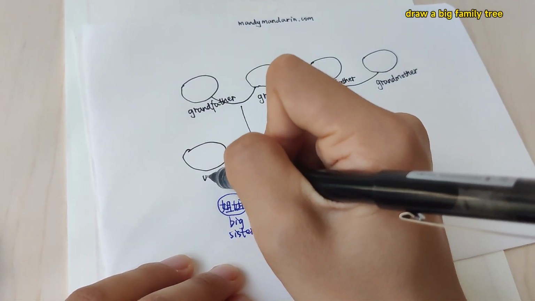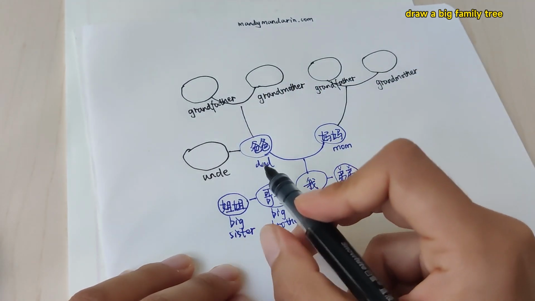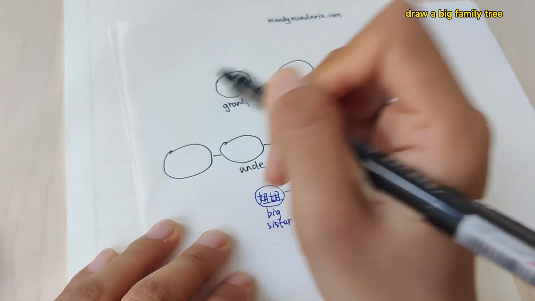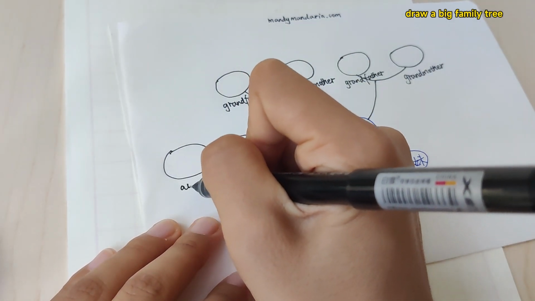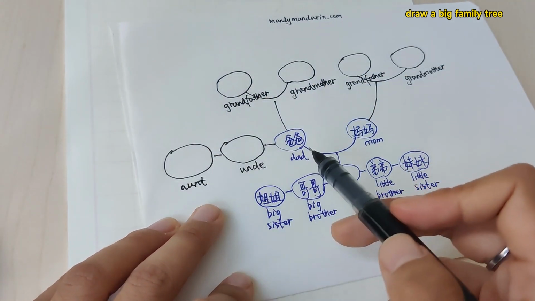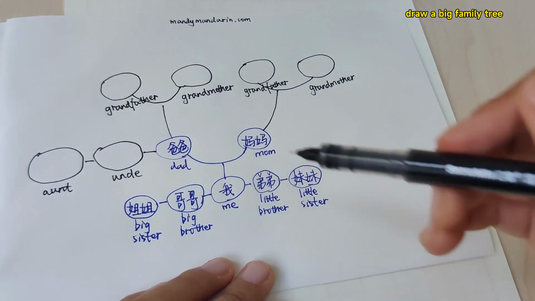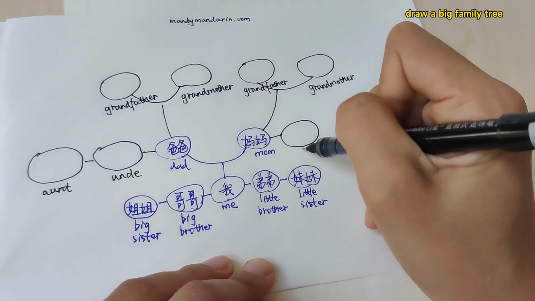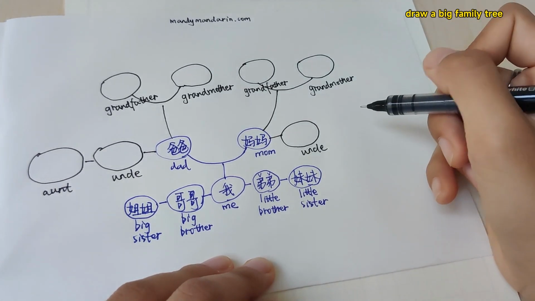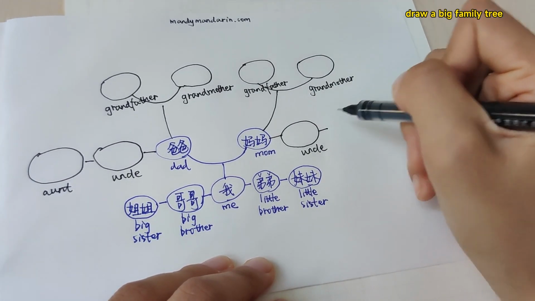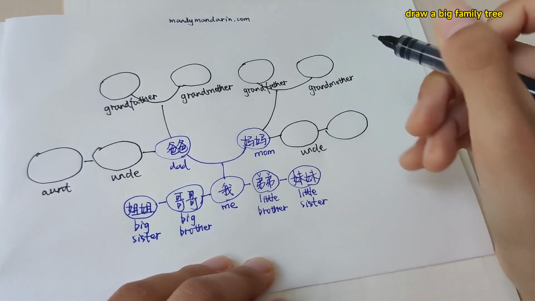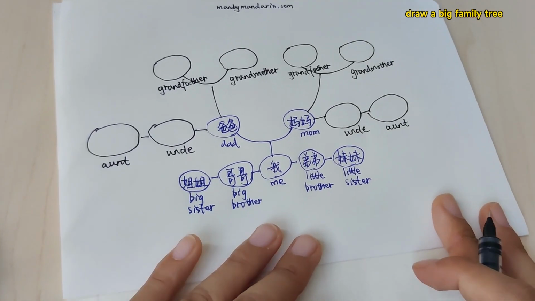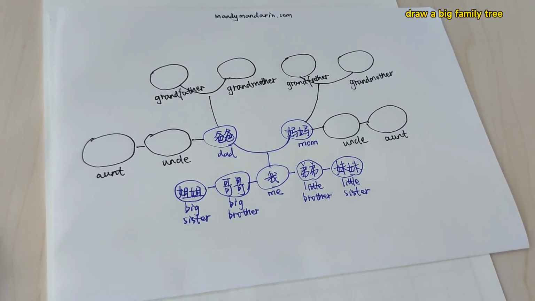And then the father might have brothers. So they would be your uncle from the father side. And the father might have sisters, so they would be your aunts from the father's side. Same as the mother's side. So the mother might have brothers, so they are the uncle from the mother's side. And aunt from the mother's side. Okay, wow, that's a lot of words to learn.